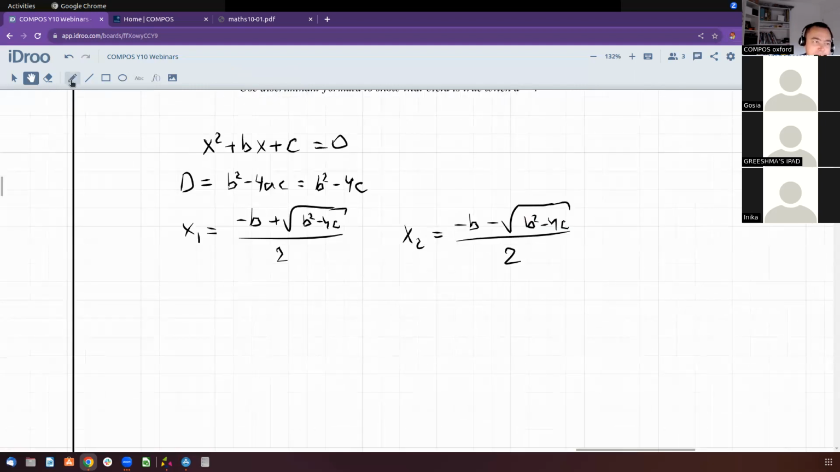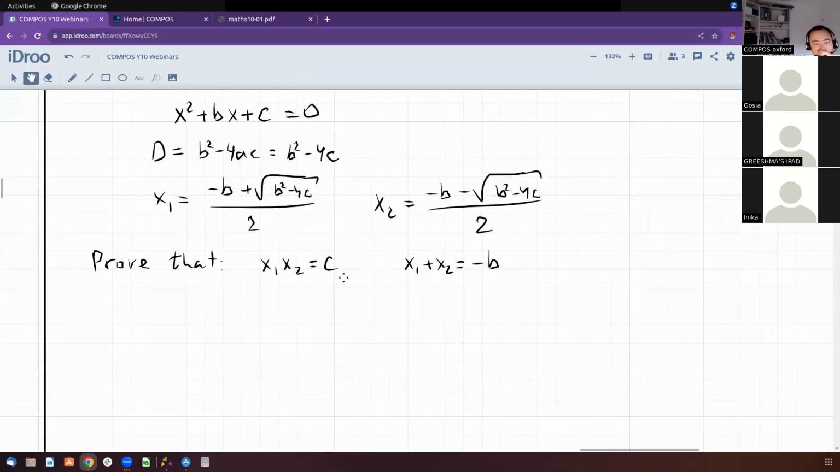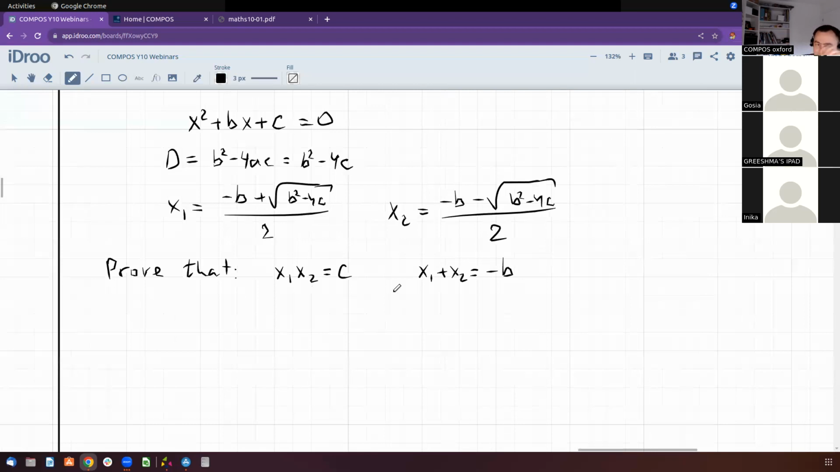And what do we need to prove? Well, we need to prove Vieta's formulae. So we need to prove that x1·x2 is equal to c, and x1 + x2 is equal to −b. By the way, please note that these formulas are only true if a equals 1, because if a is not 1, the formulas are different.